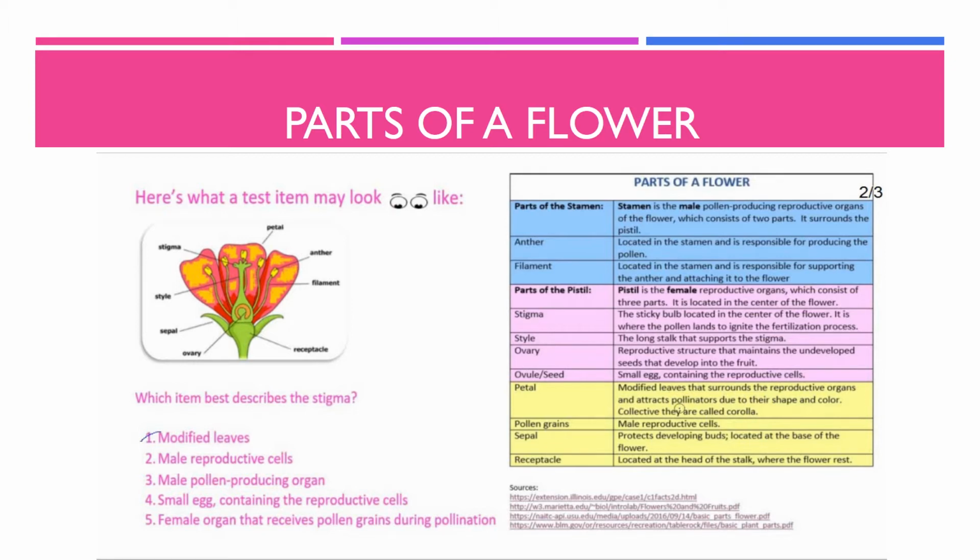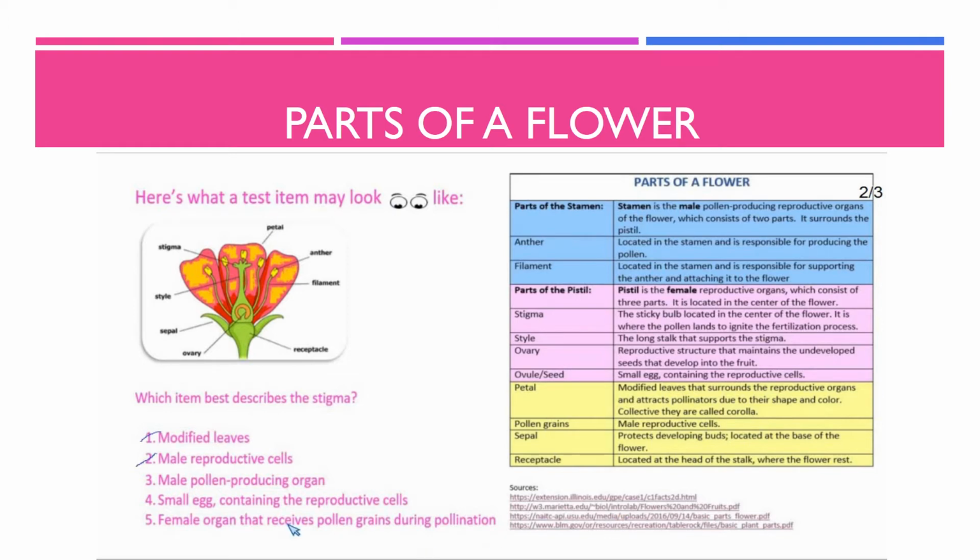When we look at option number 2, we have male reproductive cells. And so when we look here at the chart, we can see that our male reproductive cells are our pollen grains. So in terms of answering our question, option number 2 can also be eliminated because it does not apply.